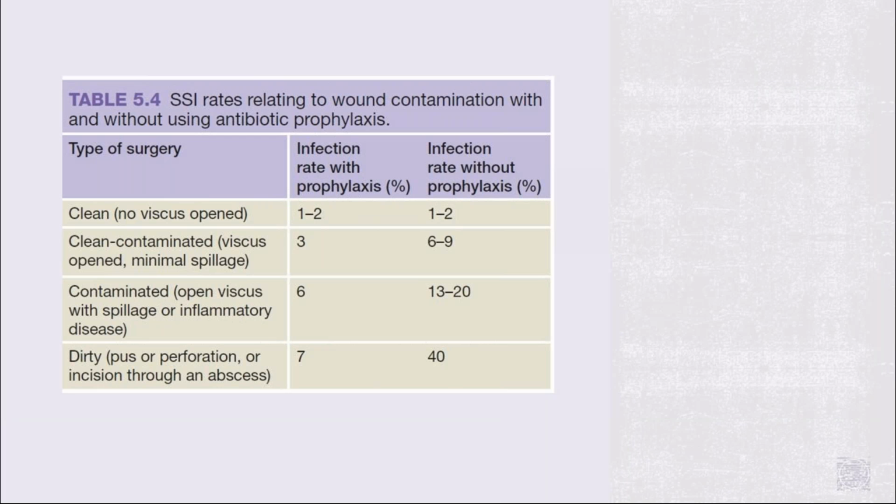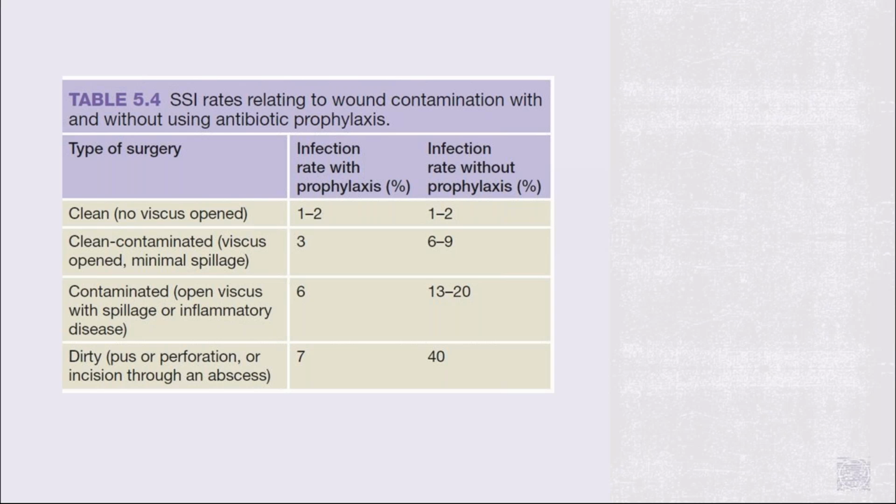So this is the table where we'll compare the infection rate with each procedure, that is the classification of wounds, infection rate with prophylaxis, and infection rate without prophylaxis. Coming to the first, clean, class 1. The infection rate with prophylaxis is 1 to 2%, and without prophylaxis also only 1 to 2%, that is the same. So in clean wounds, whether you give antibiotic prophylaxis or not, the infection rate is the same, 1 to 2% only. So it doesn't change.